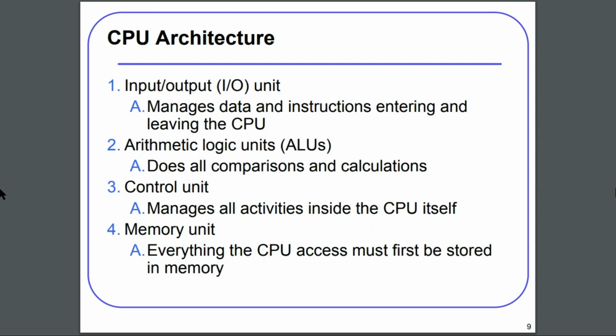In this slide we can see the CPU architecture. The input output unit manages data and instructions entering and leaving the CPU. The arithmetic logic unit, ALU, does all comparisons and calculations. The control unit manages all activities inside the CPU itself. And the memory unit: everything the CPU accesses must first be stored in memory. So let's check the next slide.